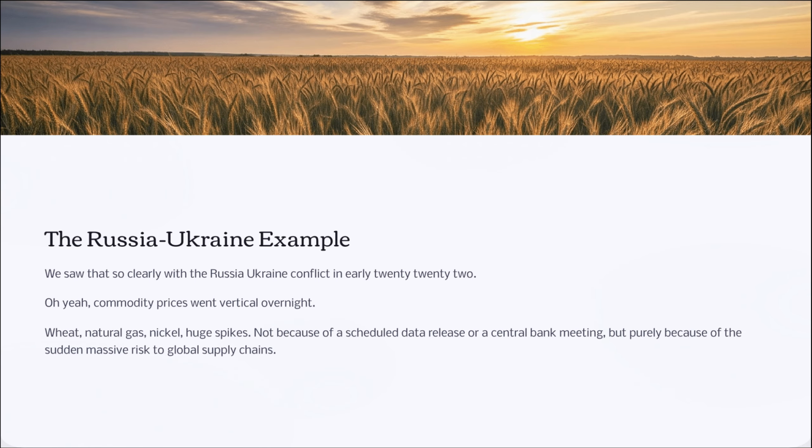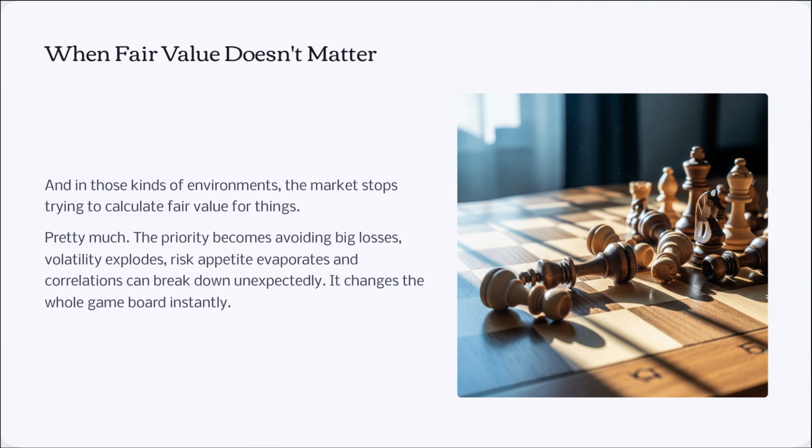We saw that so clearly with the Russia-Ukraine conflict in early 2022. Oh yeah, commodity prices went vertical overnight. Wheat, natural gas, nickel, huge spikes. Not because of a scheduled data release or a central bank meeting, but purely because of the sudden, massive risk to global supply chains. And in those kinds of environments, the market stops trying to calculate fair value for things. Pretty much. The priority becomes avoiding big losses. Volatility explodes, risk appetite evaporates, and correlations can break down unexpectedly. It changes the whole game board, instantly.